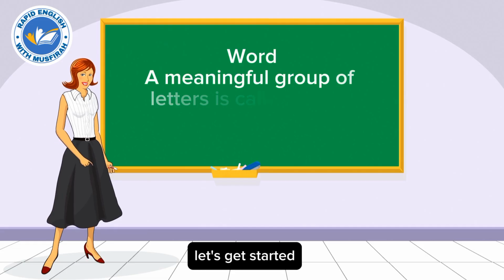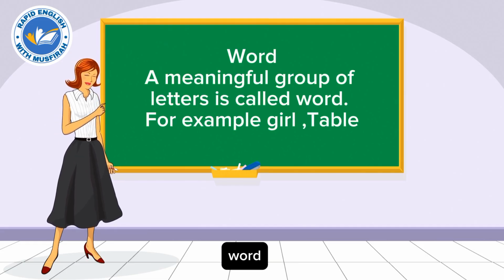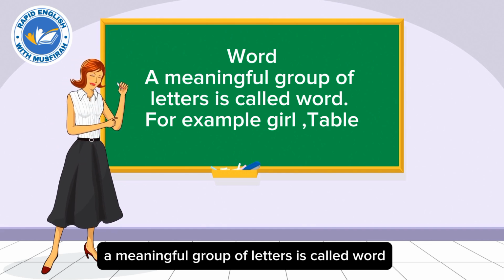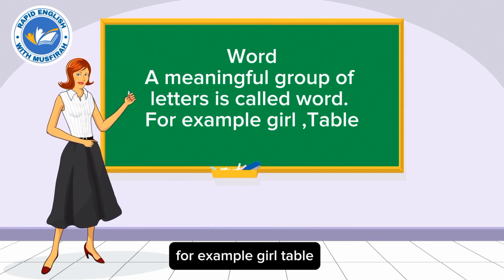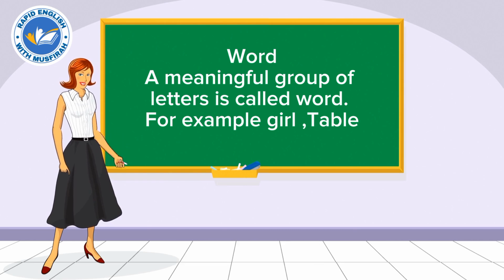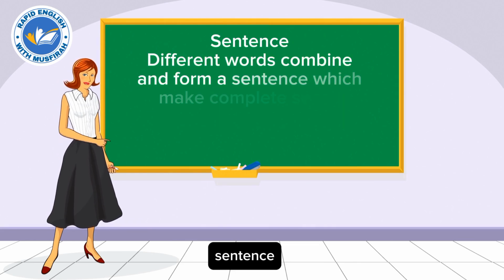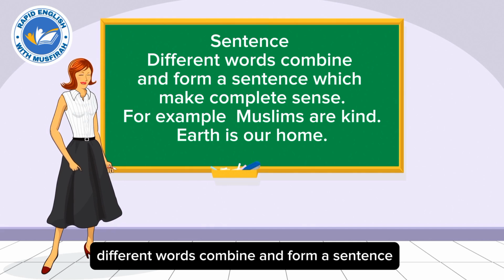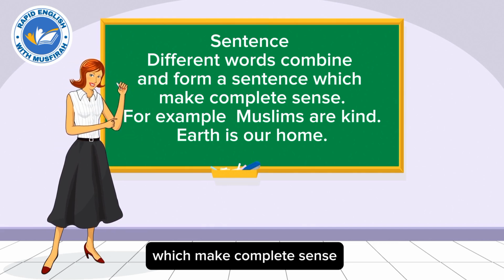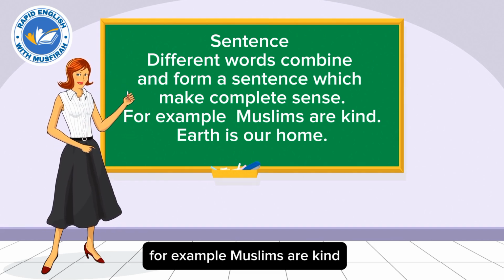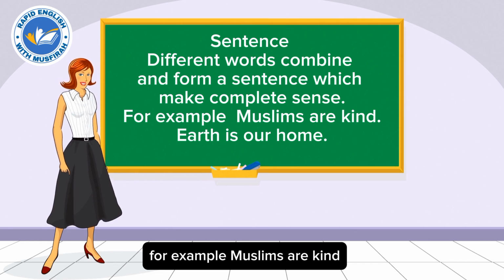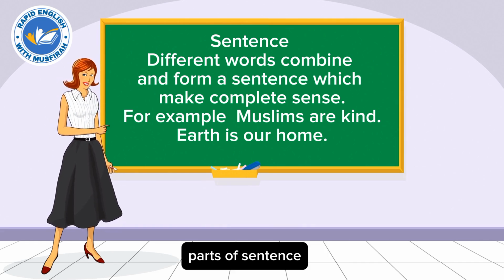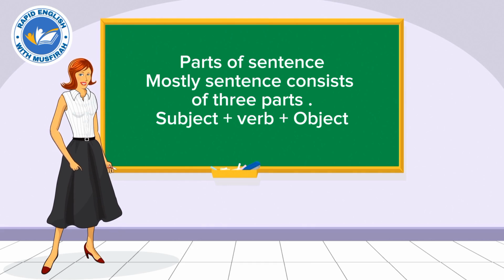Let's get started. Word. A meaningful group of letters is called a word. For example, girl, table. Sentence. Different words combine and form a sentence which makes complete sense. For example, Muslims are kind. Earth is our home.